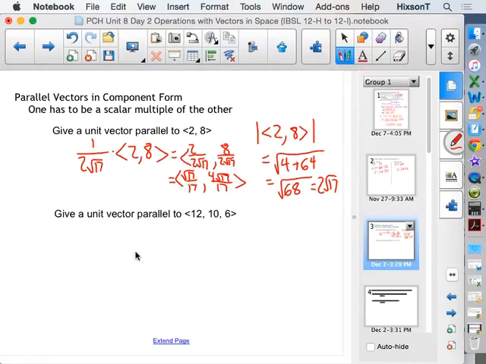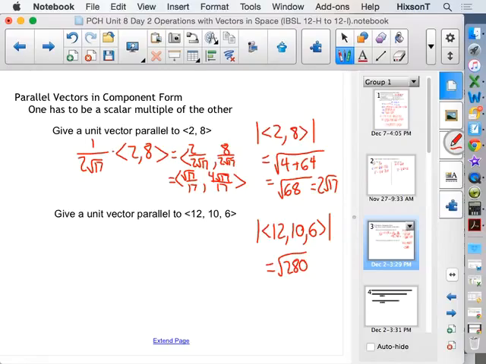Alright, so what do you think we're going to do for it in 3 dimensions? Same thing. Find the magnitude, multiply by 1 over it. So tell me here, what's the magnitude for 12, 10, 6? Square root of what? 144 plus 100 plus 36. So square root of 280.